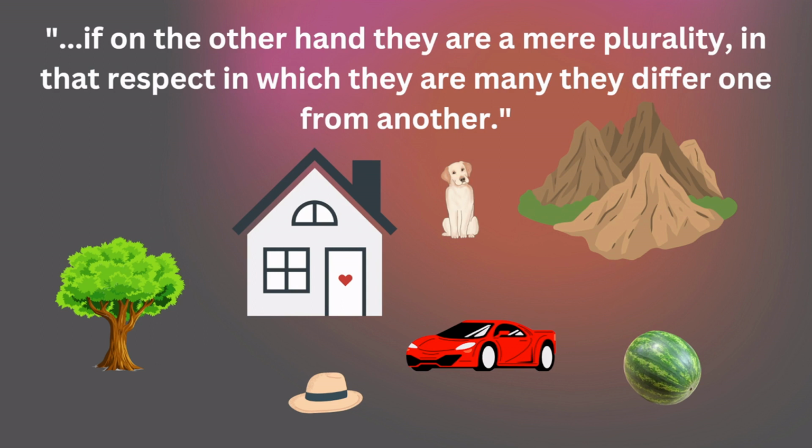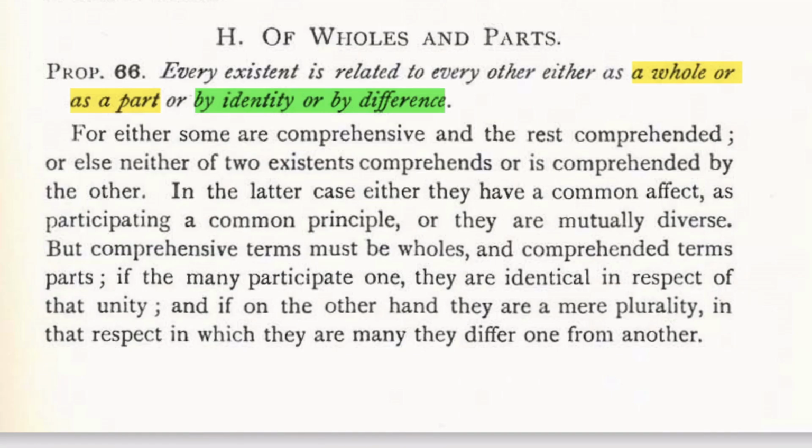But then he goes on to say that if, on the other hand, they are a mere plurality, so you have a bunch of things that are not related as a whole, they're not parts of a whole, in that respect in which they are many, they differ one from another. So we see the difference between being a whole with parts or being a plurality of manyness. And so we see that there are two ways in which existent things can be related to each other, either as a whole or as a part, or by identity or by difference.